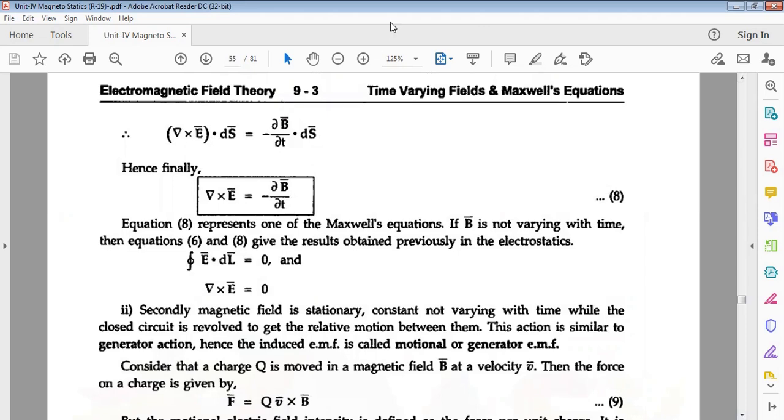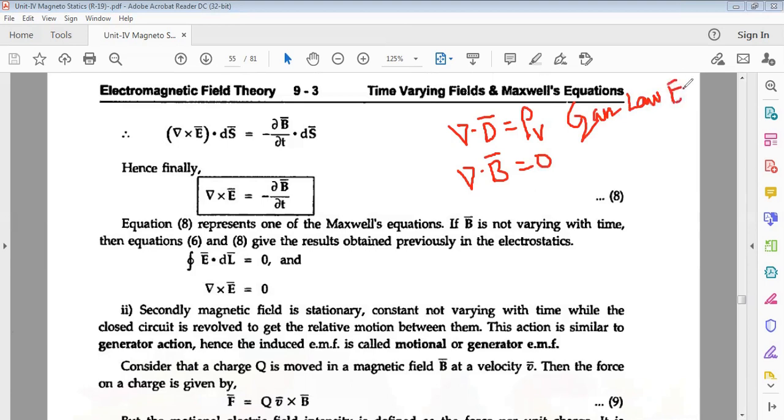This is another Maxwell's equation. We already know that del dot D bar is equal to rho v, and del dot B bar is equal to 0, because for a monopole there is no isolated magnetic charge. The first is the Gauss law of the electric field, and the second is the Gauss law of the magnetic field. And now we got another Maxwell's equation, del cross E bar is equal to minus dou B bar by dou t. It's Faraday's law.